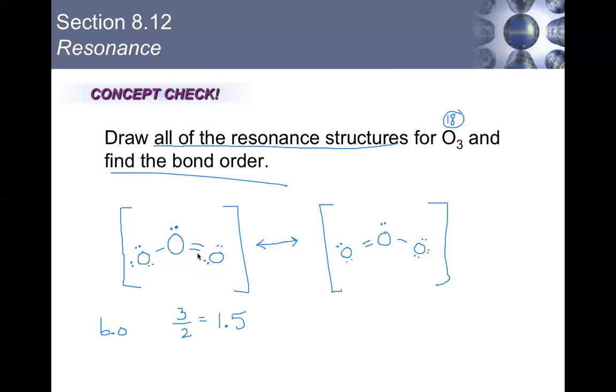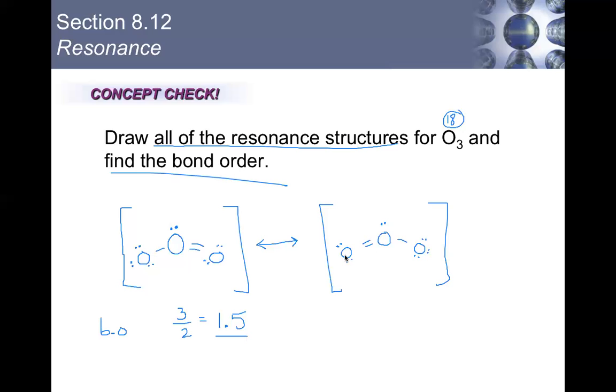Wait, where did you get the 3? There's 3 bonds. A double counts as 2, and a single counts as 1. That's a total of 3. And they're located in 2 spots. So instead of a double and a single, what's really existing? The 1.5. They're really a 1.5 in each spot. Would the other side be the same thing?